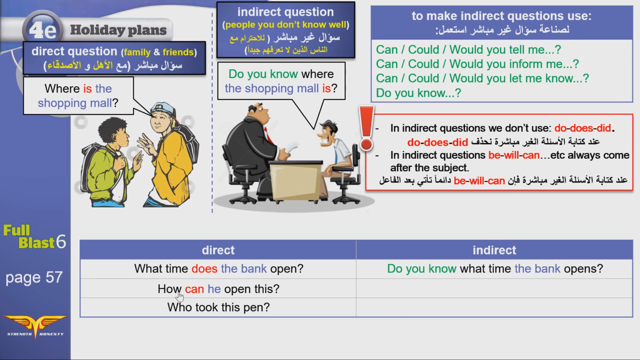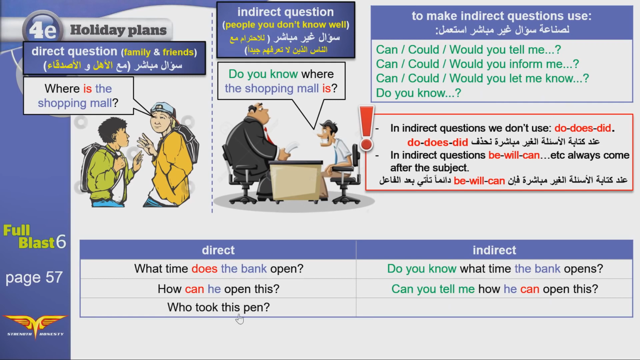Question 2. How can he open this? Okay, what do we do with can? We put it after the subject. Where is the subject? The subject is he. So instead of using can he, we say he can. Do you know how he can open this? Or you can use, can you tell me? Can you inform me? Can you let me know?